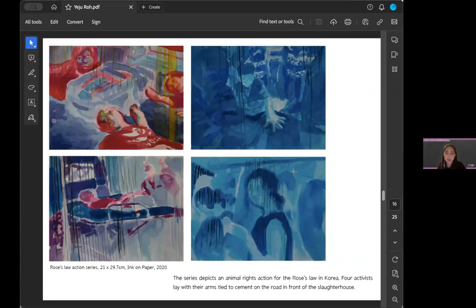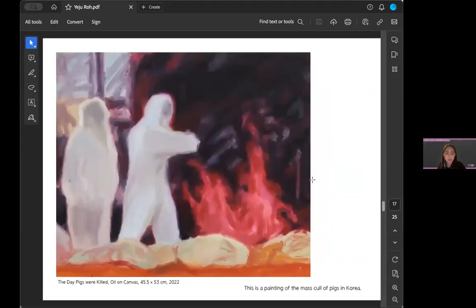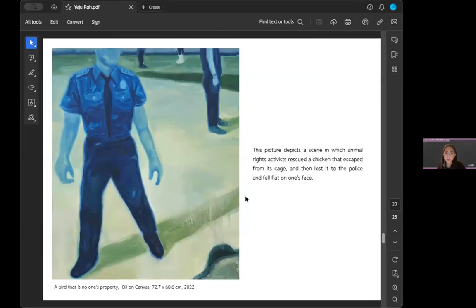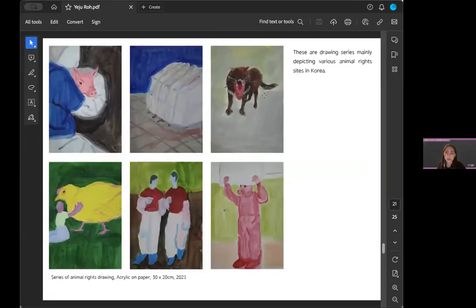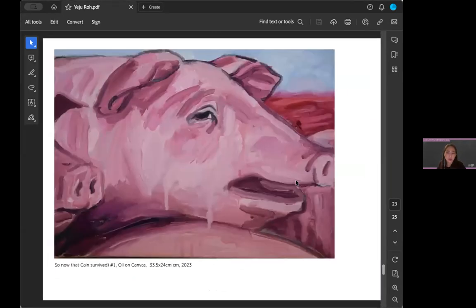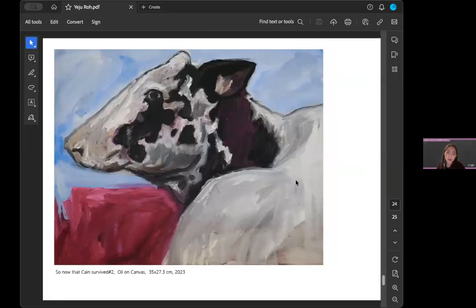And these are probably some of the scenes from the direct actions. And some of the animals being killed. The scene was in front of the factory farms or slaughterhouse in Korea, where a migrant worker is closing the door. And some more animal rights sites in Korea. Apologies for going through this very quickly, but I wanted to show her work.